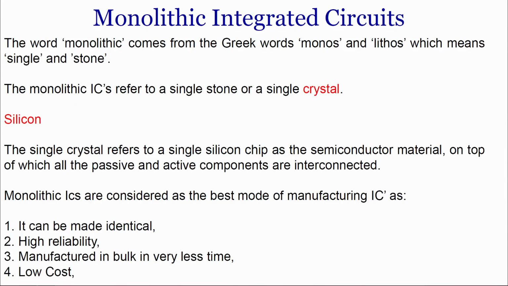Then we have seen monolithic integrated circuits, the circuits that are made on a single silicon chip, and the advantage is that it can be made identical, it is highly reliable, it can be manufactured in bulk, and it is low cost. And in fact, monolithic ICs are the best mode of manufacturing ICs.